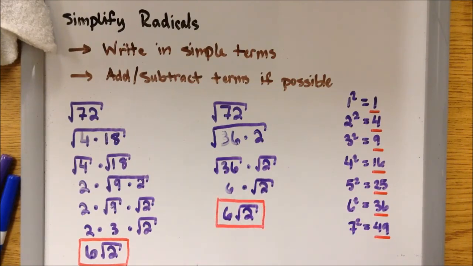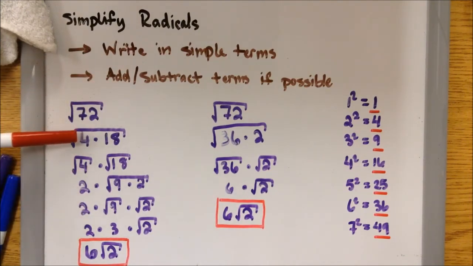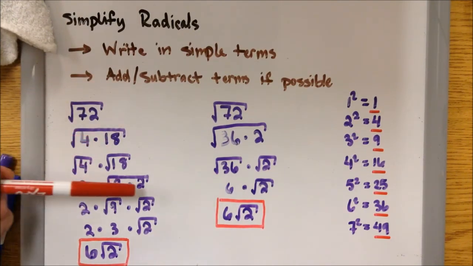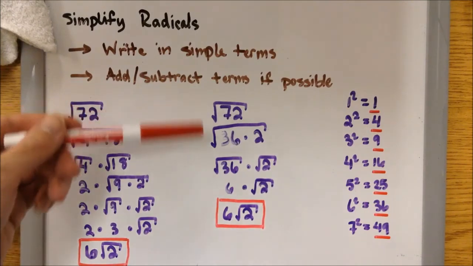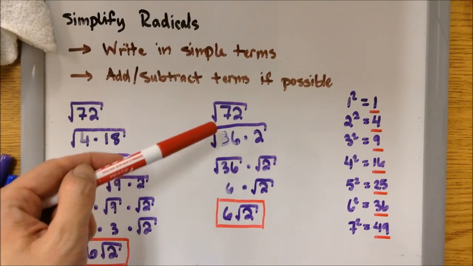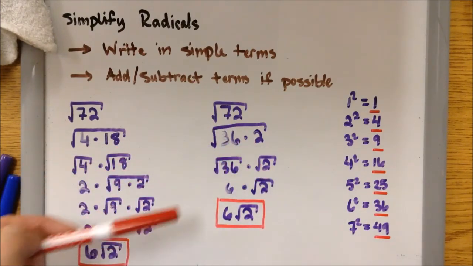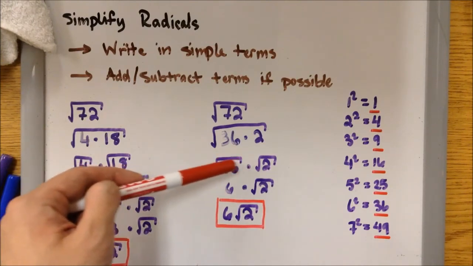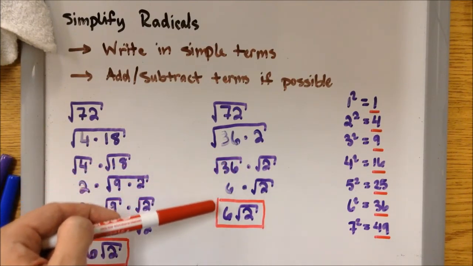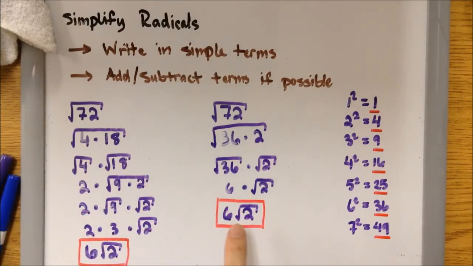So as you can see, over here if I use 4, I can break up the 18 into 9 and 2 and do more steps. But over here, I use 36 because it was a higher perfect square. So 36 times 2 broke it down into 2 factors. And then I was able to simplify square root of 36 into 6, multiply, and get the answer 6 square root of 2. And as you can see, the two answers are the same.